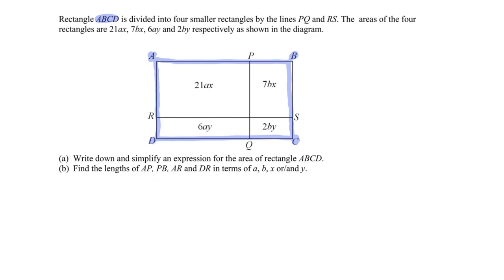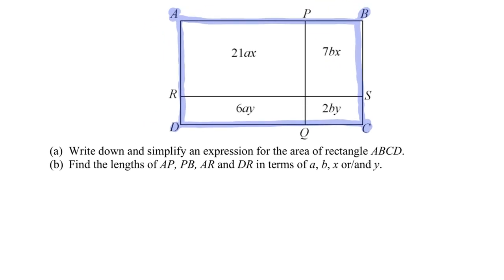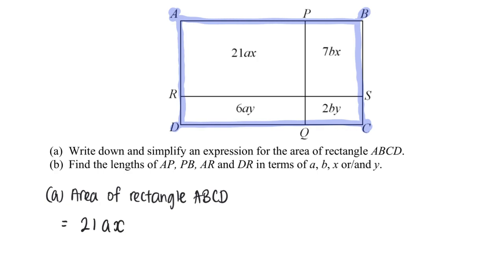Oh well, that is pretty straightforward. So for part A, the area of the rectangle ABCD is equal to, we just need to add them up. 21AX plus 6AY plus 7BX plus 2BY. Done.